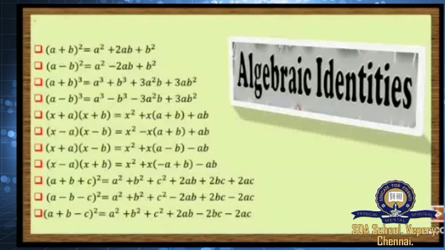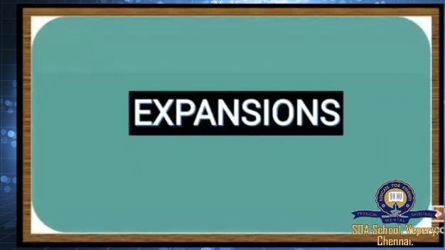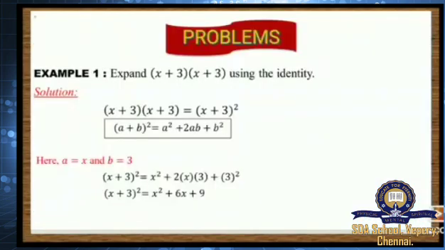These identities will be useful in expanding the expressions of algebra. Under this topic, let us see the problem sums which are solved using the identities. Example 1. Expand (x + 3) into (x + 3) using the identity. So this (x + 3) into (x + 3) can be written as (x + 3) the whole square.